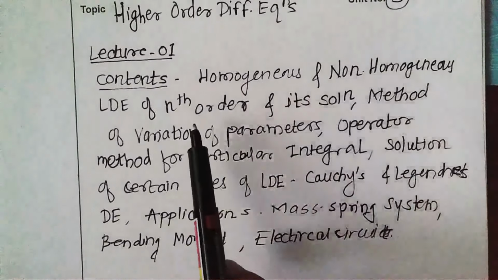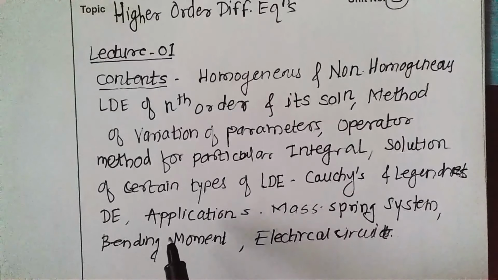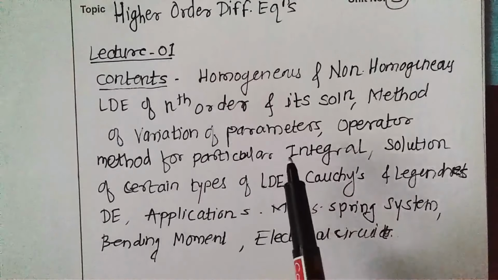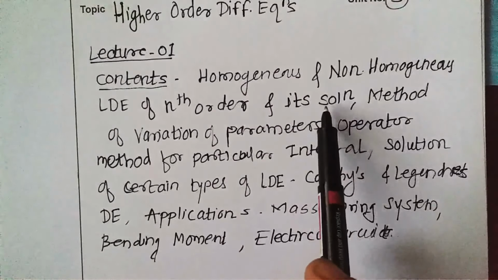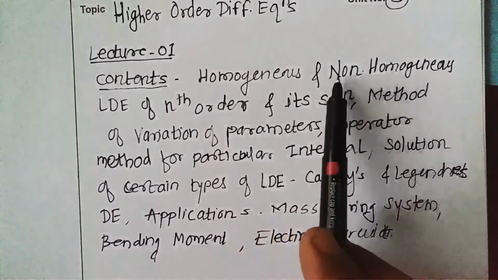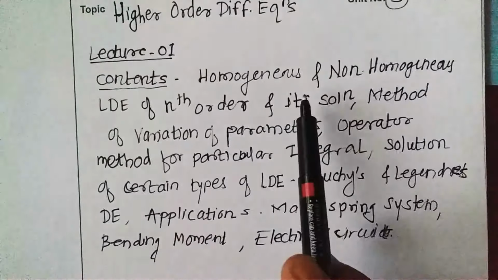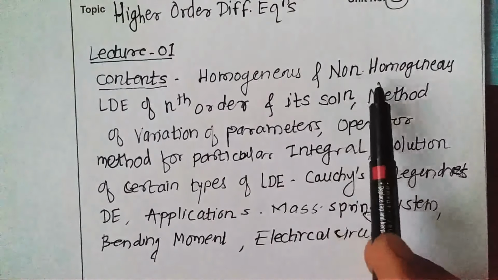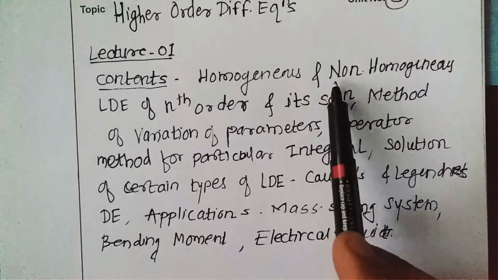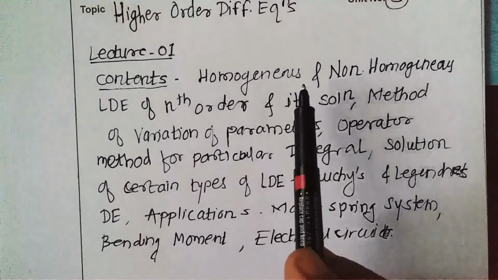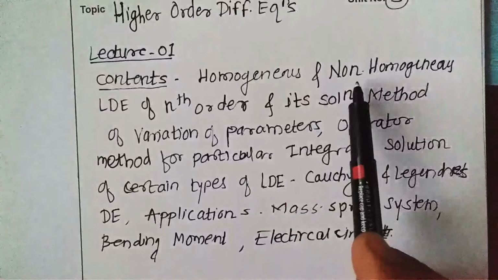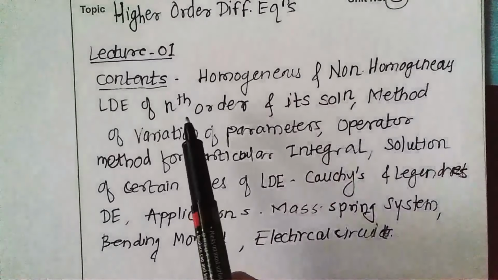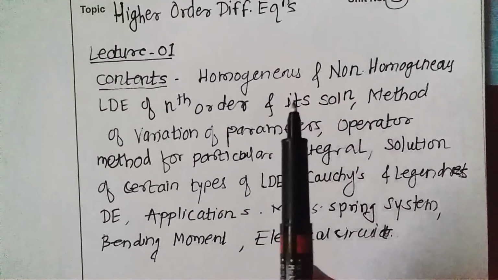Homogeneous and non-homogeneous linear differential equations of nth order, okay? And its solution. Here, in the first topic, we are going to solve linear differential equations of nth order, which will be homogeneous or non-homogeneous. Most of the problems we are going to do are of the non-homogeneous type, okay? Means in most of the problems we are going to solve non-homogeneous linear differential equations of nth order.